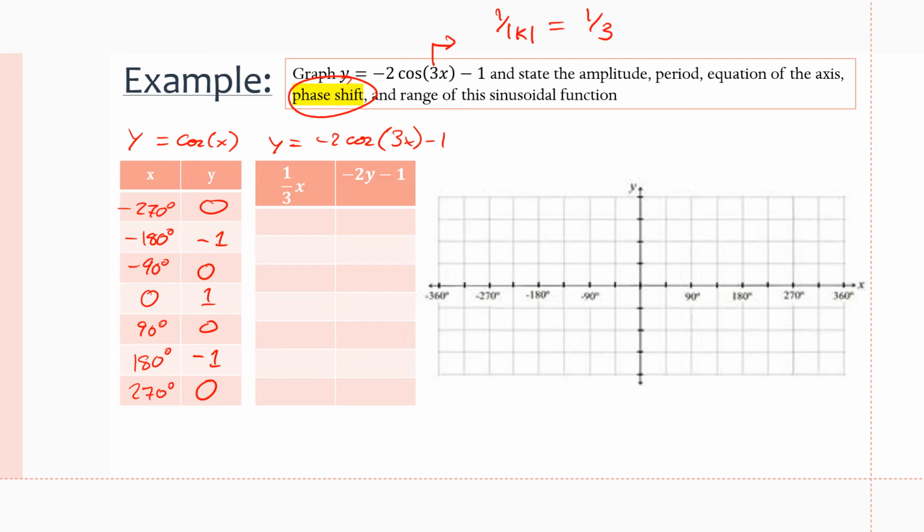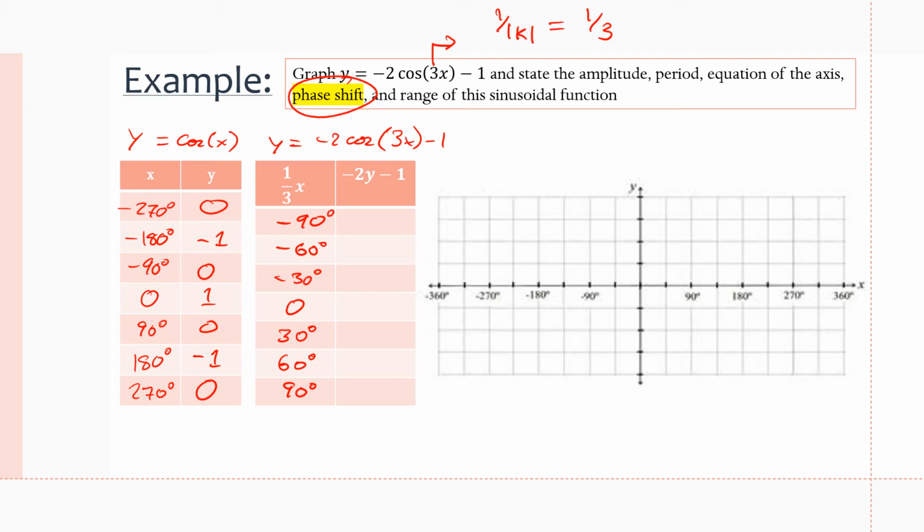So if we multiply the x values here by 1/3, we'll get -270 times 1/3 will give us -90. Now -180 times 1/3 gets us -60 degrees, and -90 times 1/3 will get us -30 degrees. Then we'll get 0, then we'll get 30 again. 180 times 1/3 is 60 degrees. 270 times 1/3 will get us 90 degrees. Okay, that's it for our x values.